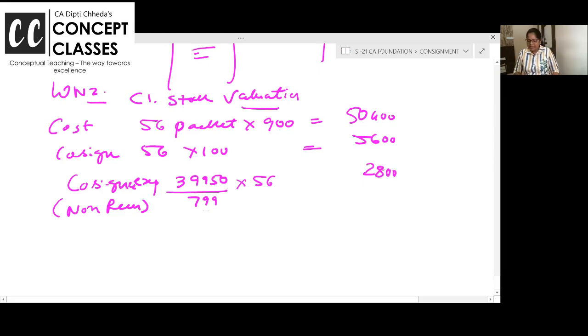2,800. फिर से 56 packets, 1,000 is the cost. So 56,000. यहाँ तक तो clear है. 900, 100. Consignee's expenses are 39,950 for 799 units. 1 packet तो मिला ही नहीं. So 56 packets are in stock. कितना? 2,800. What is the closing stock value? 50,400 plus 5,600 plus 2,800.